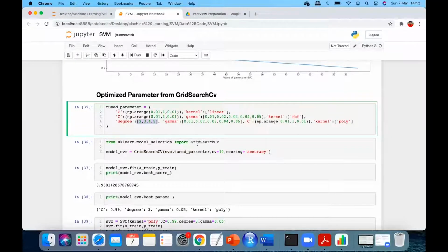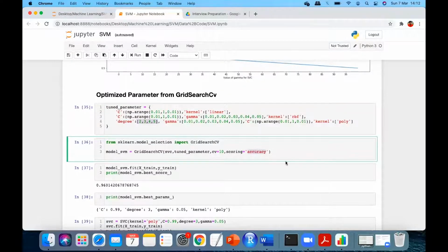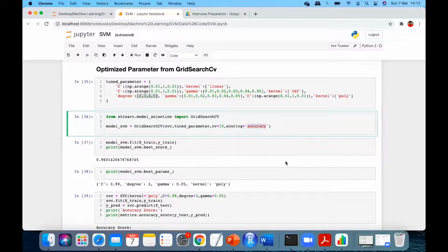So I'm importing GridSearchCV and passing this tuned parameter list, cross validation k-fold, that is 10-fold, and scoring on the basis of accuracy. You can score on the basis of, let's say, precision, recall, like that. And this is the best score I have got. And what are the best parameters? C came out to be 0.99, degree 3, gamma 0.05.